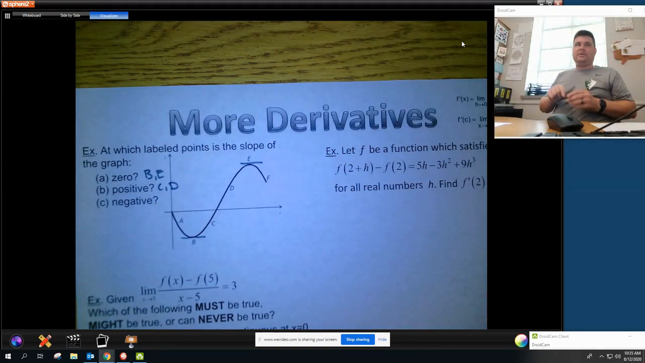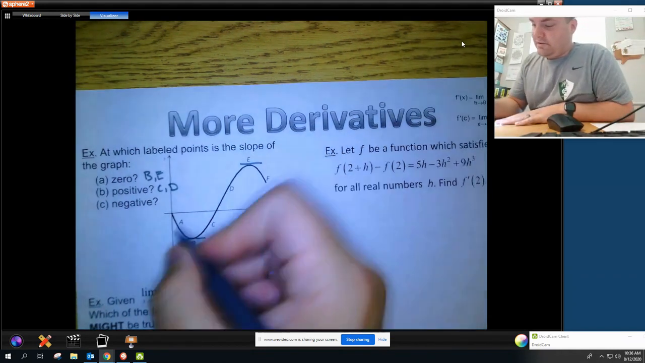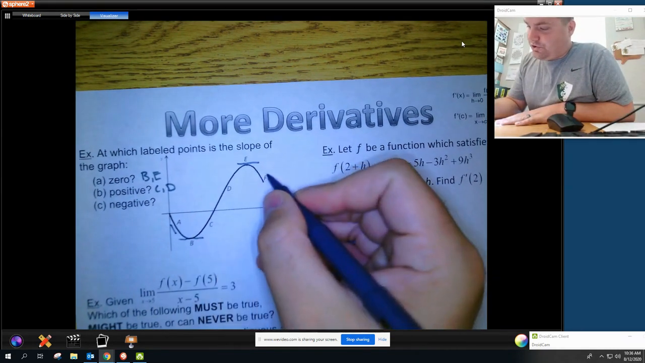Negative, which ones are decreasing? Well, that's going to be A and F.